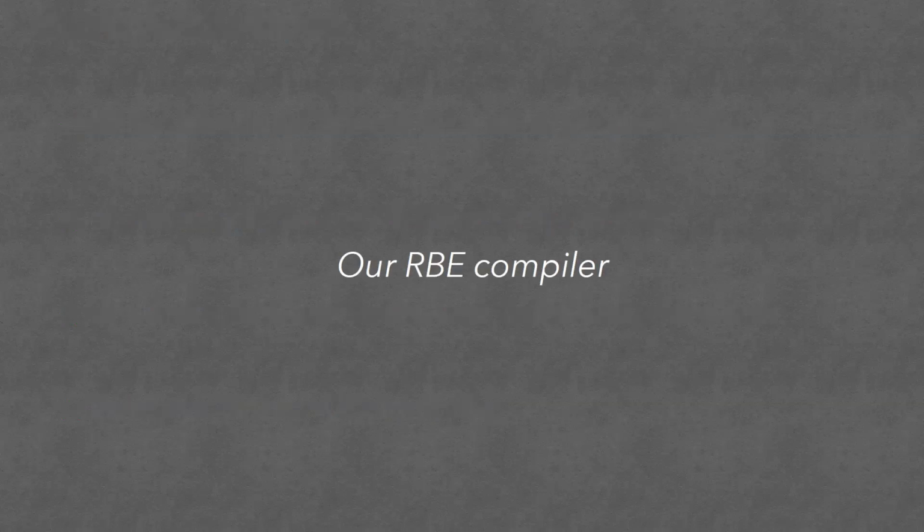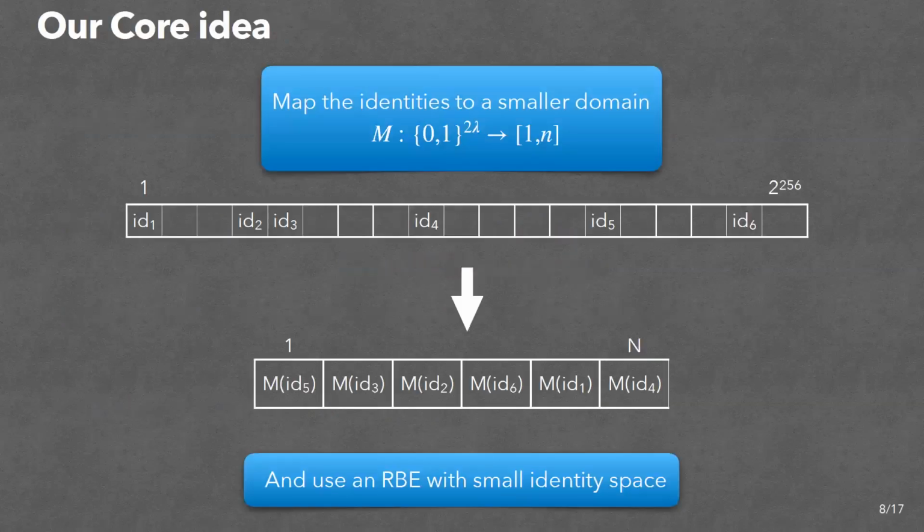Okay, so our main technical contribution, our RBE compiler. The core idea is actually very simple. It says, what if we take the identities from the large identity space and map them to a small identity space, and then use the RBE that we have for a small identity space? That's actually the vision, which is quite neat. However, of course, it's easier said than done. The reason is that we know very well in cryptography that when you map large elements to a smaller, polynomially bounded space, then collisions appear. Now, the question is how do we overcome the collisions?